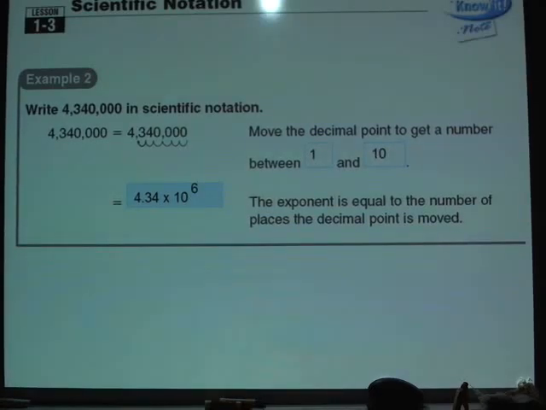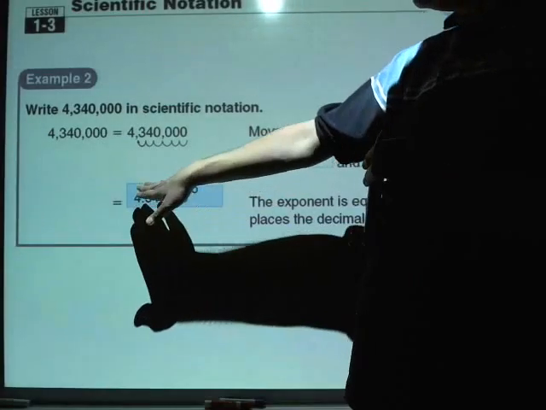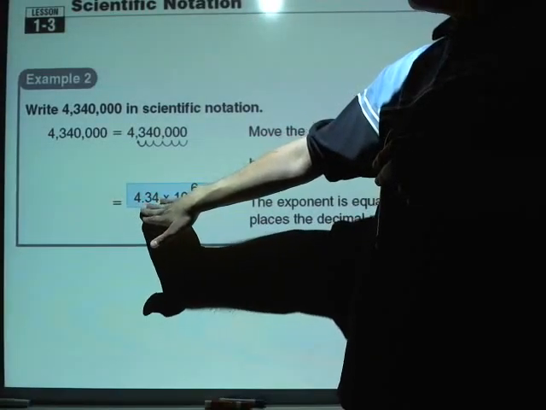Now what they're asking us to do in example 2 is to go the other way. They're asking us to take a value and write it in scientific notation. We already know from our last example that scientific notation always involves a power whose base is 10. And as you can see, that's part of the answer there. But that doesn't explain where this comes from.